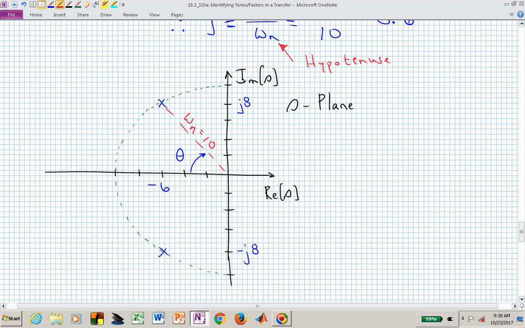Now I hope you can start to see that we have an adjacent side of 6 in length, a vertical of 8, and we now have this hypotenuse, which is 10 in this particular example, or 6 squared plus 8 squared is omega sub n squared. And that's how I want you to start thinking about these complex poles or zeros when we have a quadratic factor.